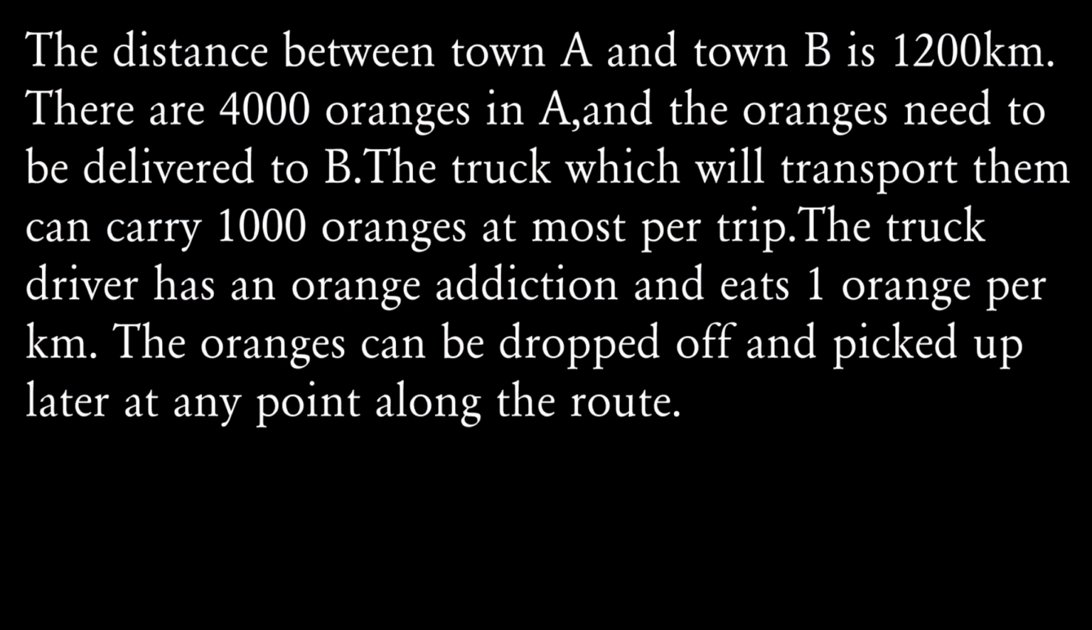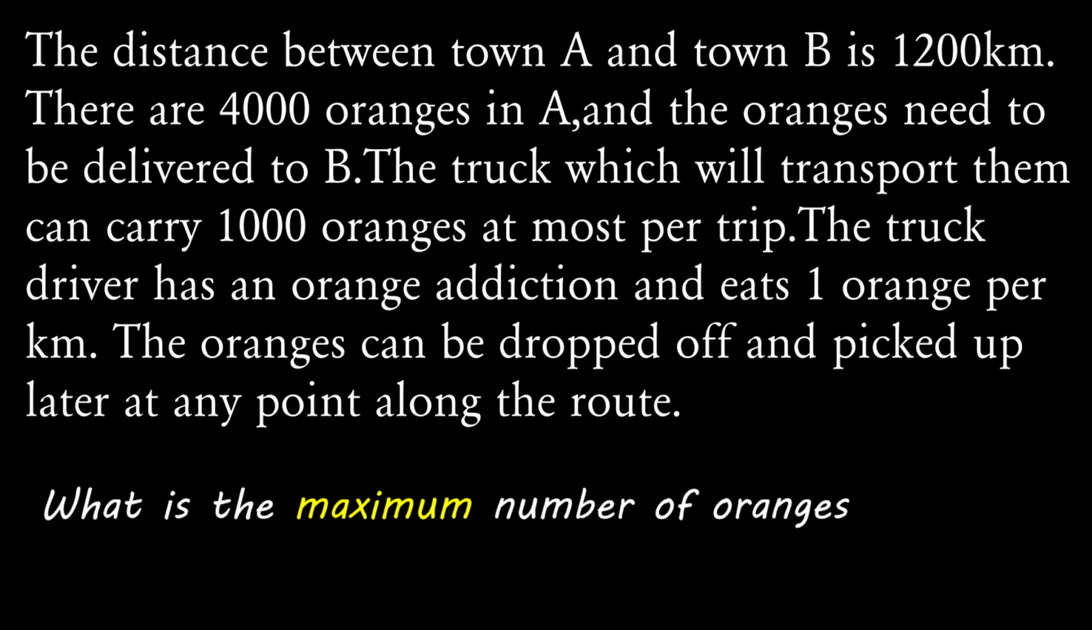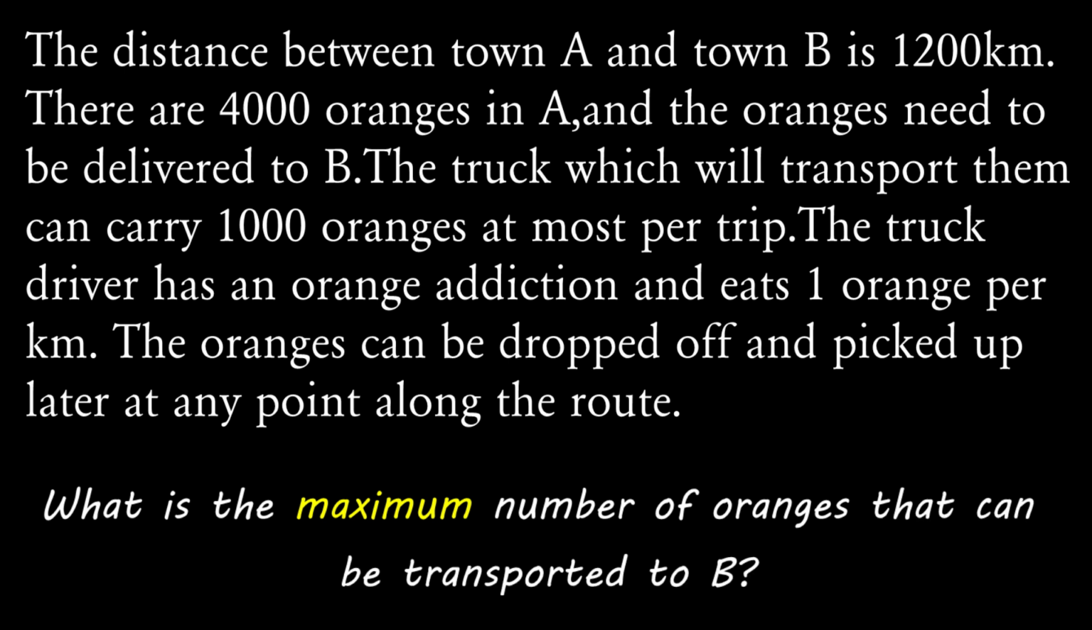The distance between town A and town B is 1,200 kilometers. There are 4,000 oranges in A, and the oranges need to be delivered to town B. The truck which will transport these oranges can carry 1,000 oranges at most. The truck driver has an orange addiction. He eats an orange every 1 kilometer. The oranges can be dropped off and picked up later at any point along the route. So the question is, what is the maximum number of oranges that can be transported to town B? Pause the video if you'd like to give this exercise a try. And when you're ready, hit continue.